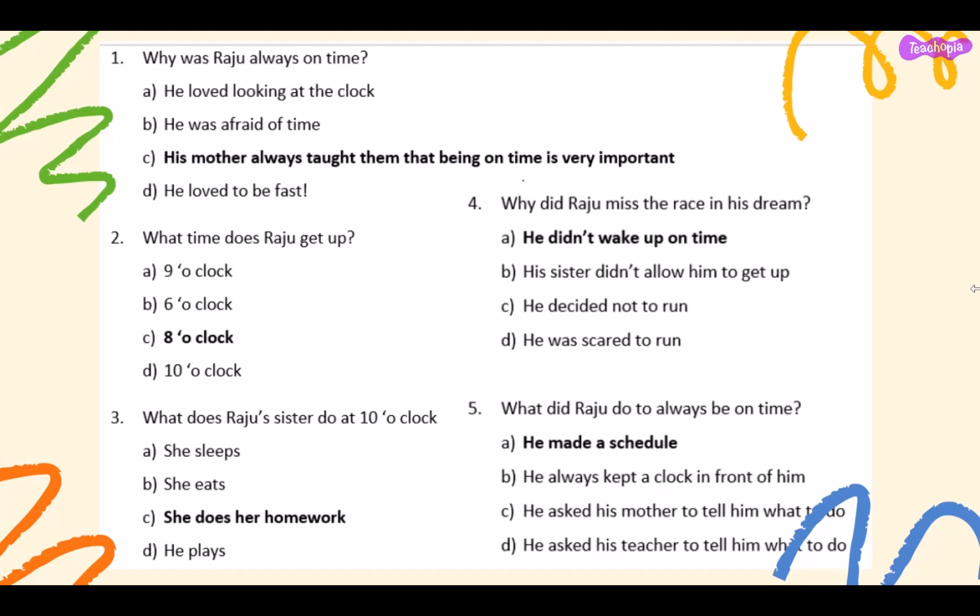4. Why did Raju miss the race in his dream? He didn't wake up on time. 5. What did Raju do to always be on time? He made a schedule.